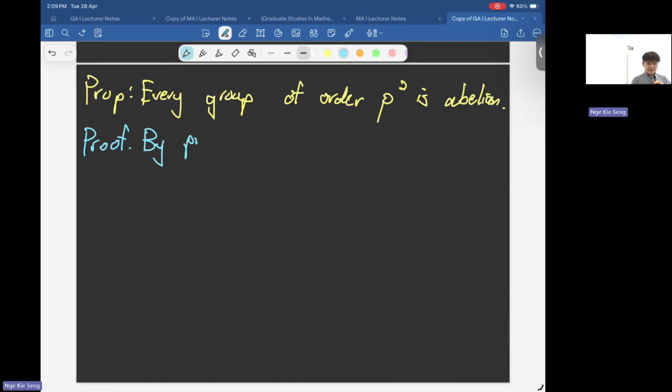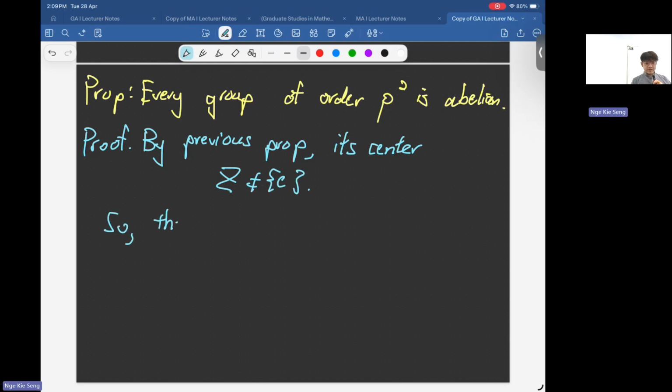So we know that by the previous proposition, its center Z is not trivial. Okay, so what could it be? The order must divide the order of the group, right? The center is a subgroup in particular. So the order of Z must be either p or p squared. If it is p squared, then we are done basically. So we need to rule out the possibility of p.